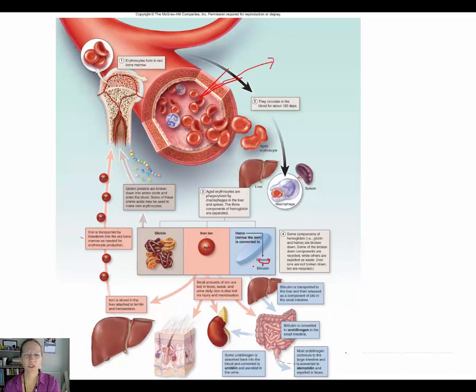And then it will kind of turn into a yellow color at the very end. So that's the interesting thing that's happening there with some colorations of bruising.